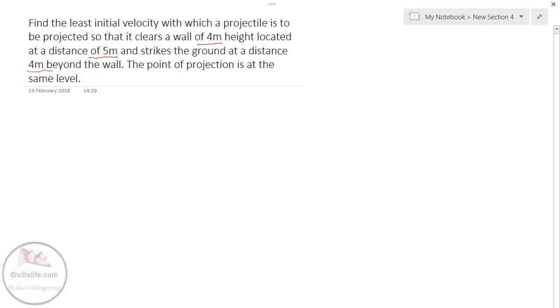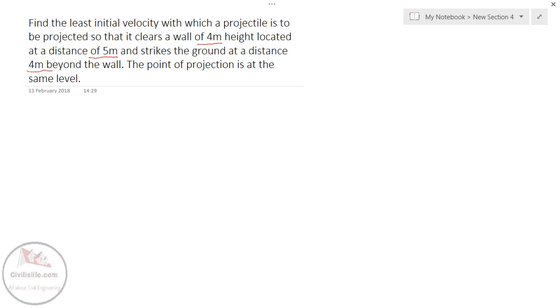The next question is, find the least initial velocity with which a projectile is to be projected so that it clears a wall of 4 meter height located at a distance of 5 meter and strikes the ground at a distance 4 meter beyond the wall. The point of projection is at the same level.